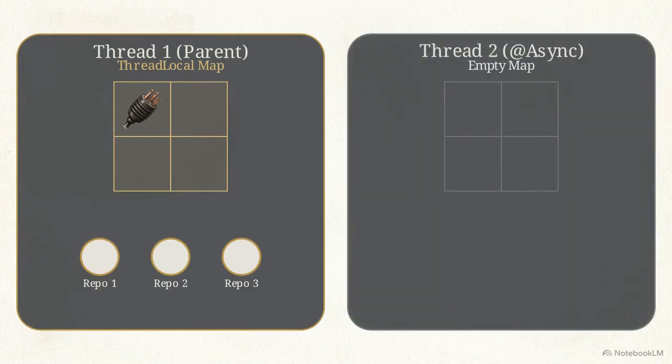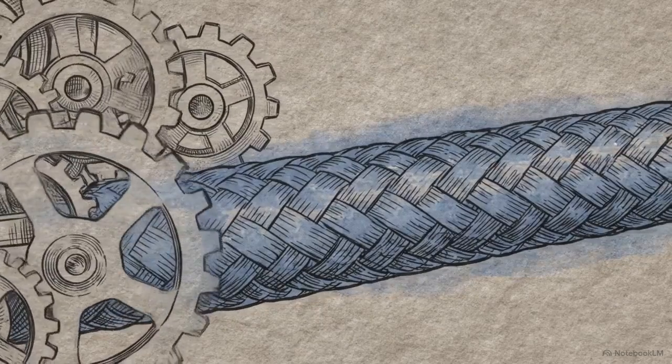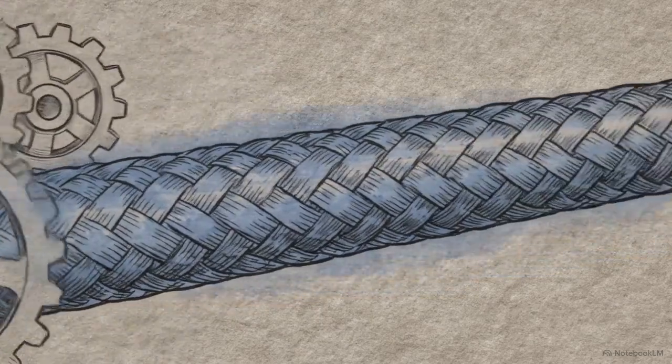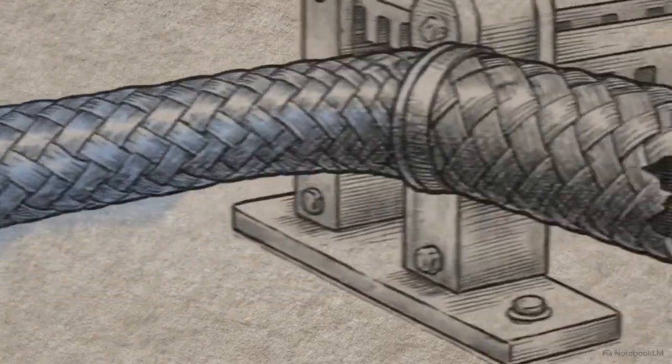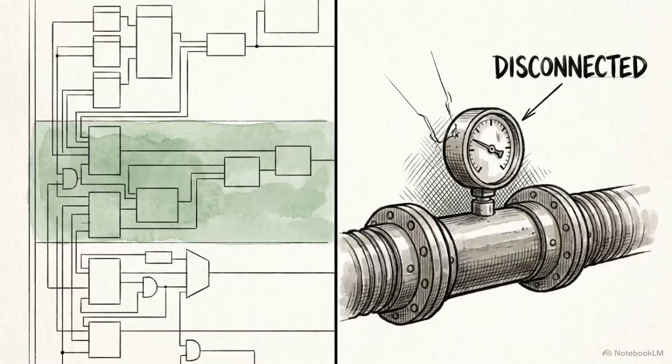But @Async spawns a separate thread from a pool. This new thread's map is completely empty, cutting off access to the parent transaction. Transaction boundaries are tied to thread boundaries. If you switch threads, you lose the rollback safety net of the parent transaction. This explains why logical Java methods and the physical database connection can fall out of sync.